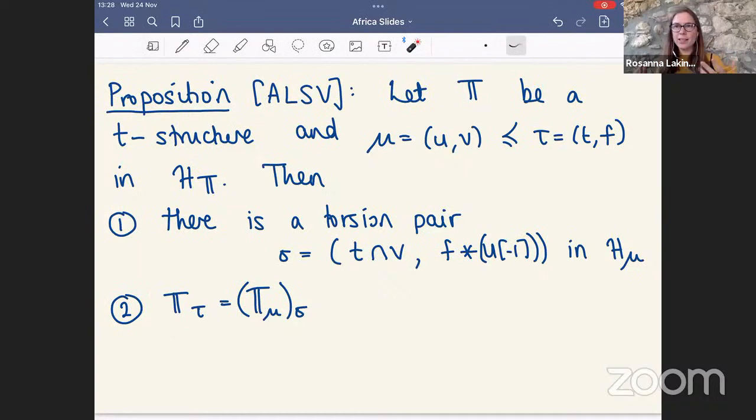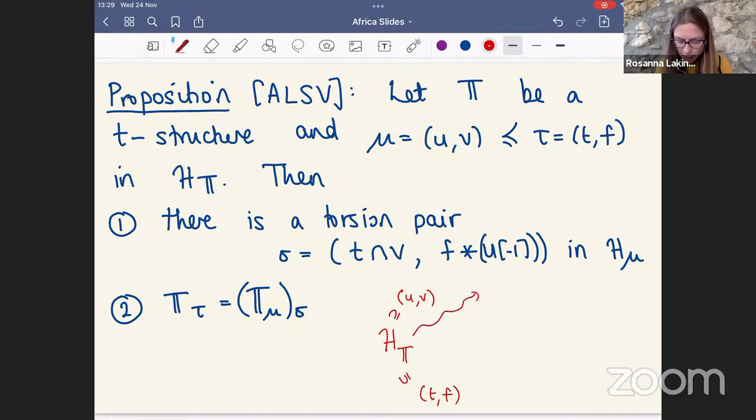The point is, if you have an interval in your lattice, then the two HRS tilts are related by HRS tilts. So in other words, we have this heart of our original T structure, and inside here we have two torsion pairs. We have UV and we have TF. So these both live in here. And these torsion pairs each give us HRS tilts. So we get a new heart coming from mu, and we have a new heart coming from tau. And what the proposition says is that there's a torsion pair, I won't write it out again, sigma that lives in the heart H mu. And if you tilt at this torsion pair, then you get the H tau.